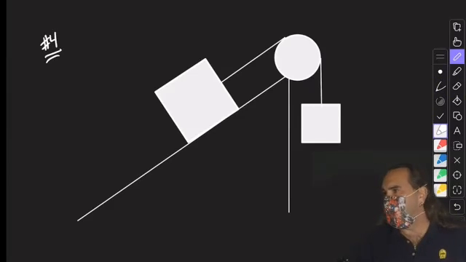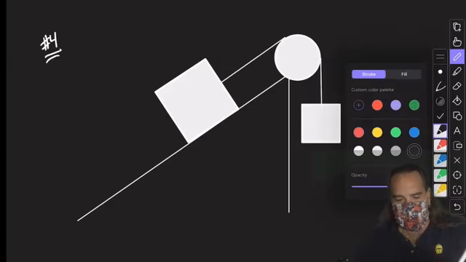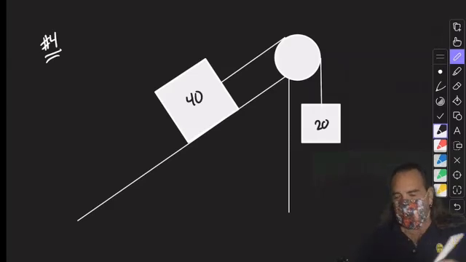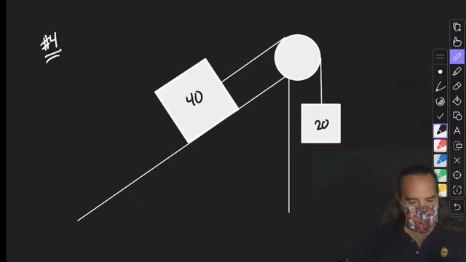So this one, the block, let's see, M1 is, I have 36. You probably have something else. And my M2 is 19. So instead, I'm going to do this as let's just do 40 and 20 instead of 36 and 19. Everybody okay with that? All right. And they give me an angle of 37 degrees.